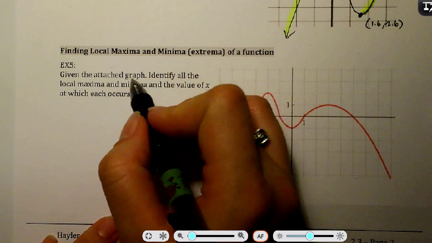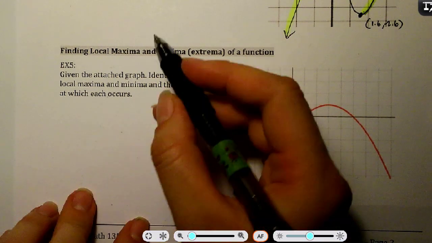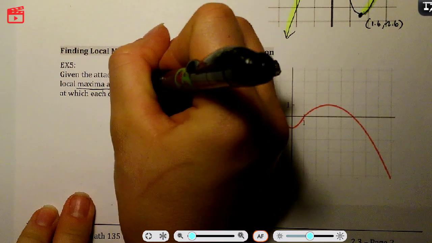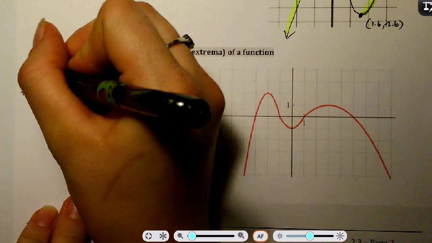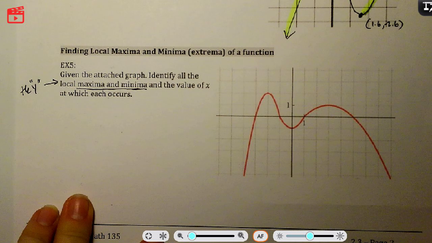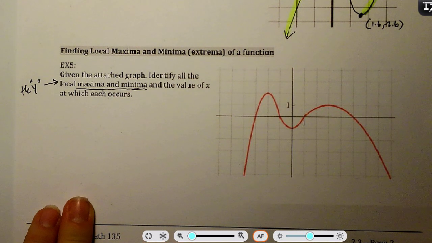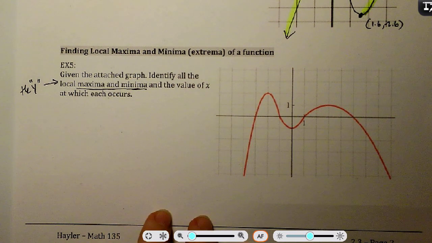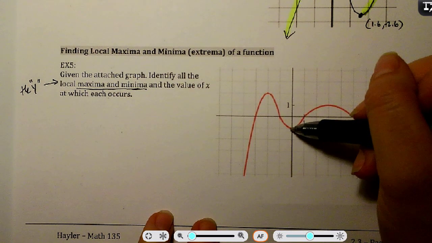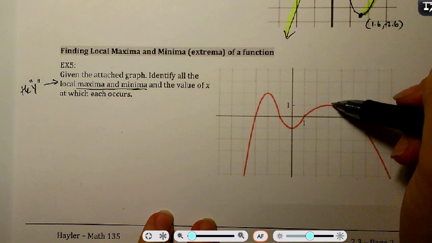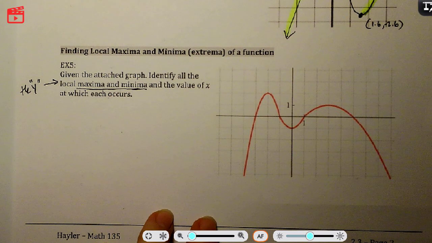Okay, so notice your maximum and minimum are talking about your y values. Okay, the y. And then it wants you to include the value of x at which each of these occurs. So first thing I'm going to do is look at where it changes from an increasing to a decreasing, or from a decreasing to increasing, and it happens at 3 points. Go ahead and see if you can identify them.